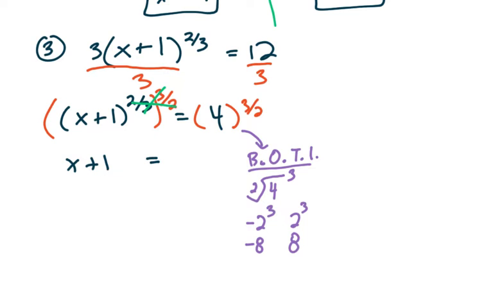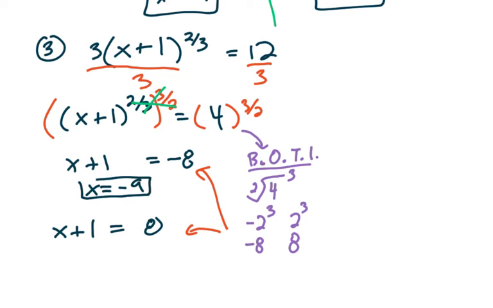So what's going to happen is we're going to have 2 answers. We'll have x plus 1 equals negative 8, and x plus 1 equals positive 8. Which means we could get x equals negative 9 as an answer. Or we could get x equals 7 as an answer. And anytime we get 2 answers, we want to plug them into our original to make sure that they work.